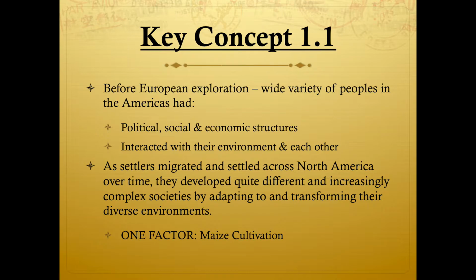As the Native people we're talking about began to migrate and settle across North America, they started to create their own unique little societies based on the environment that they lived in and how they could also manipulate the environment. One key factor to all of this, and something you're probably very familiar with, is the word maize. That is the word for corn. That became very, very important to these various societies. And as they cultivated corn in different areas, it helped them to not only transform their environments, but also the type of political and social systems they would develop.